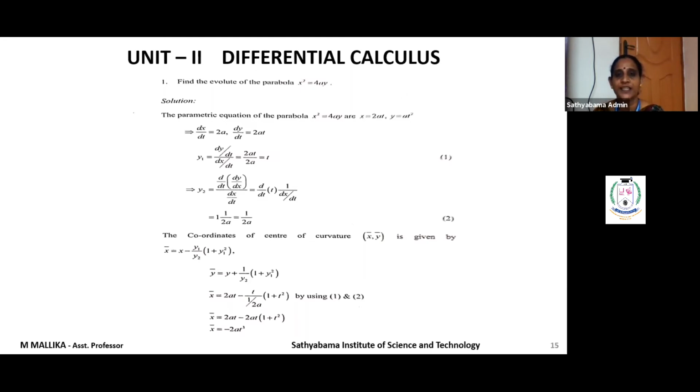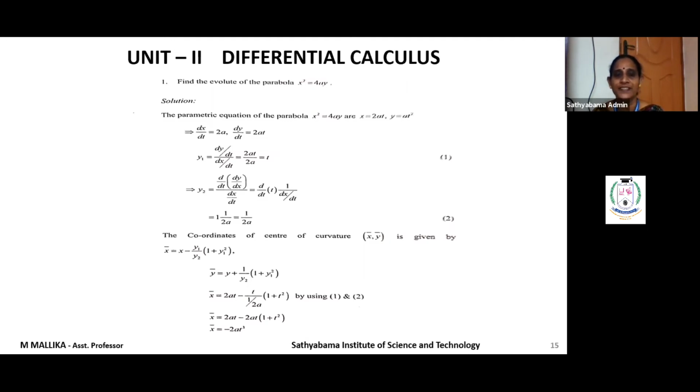What are the 4 steps? Step number 1, write the parametric form. Step number 2, find x bar, y bar in terms of parameter. Step number 3, eliminate parameter. And step number 4, replace x bar and y bar as x and y. So I'm going to explain these steps one by one.